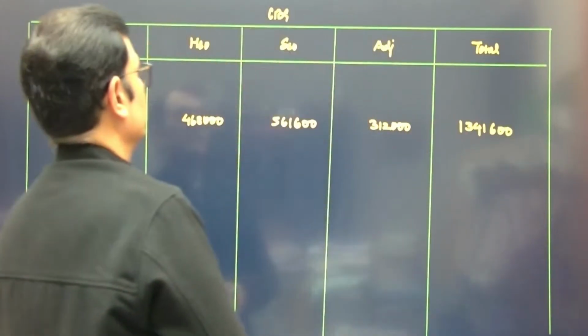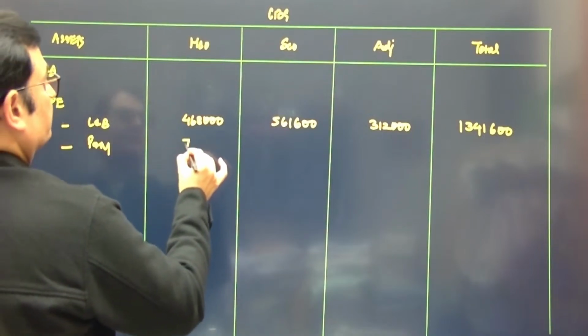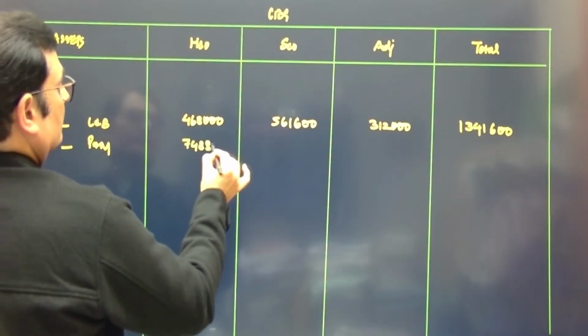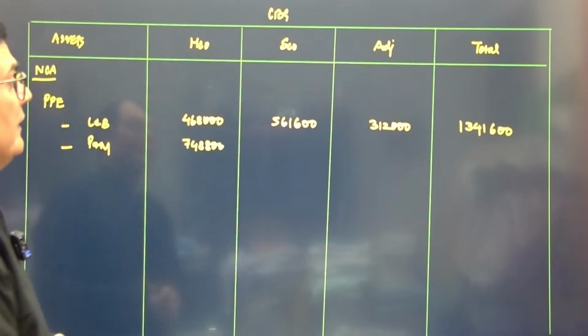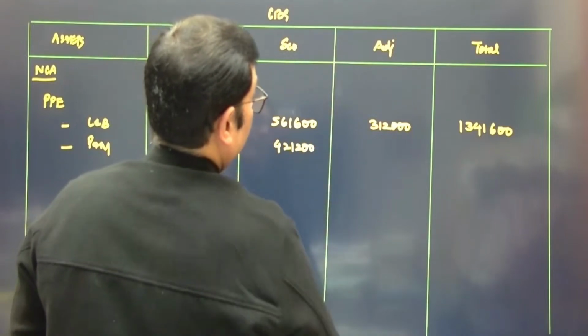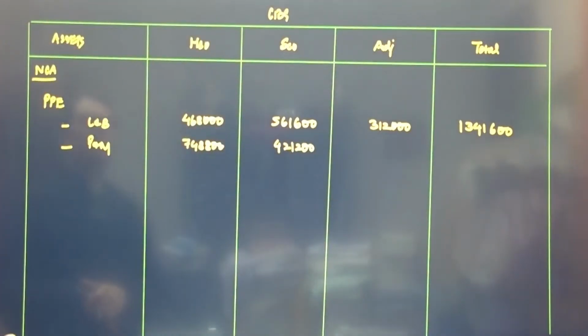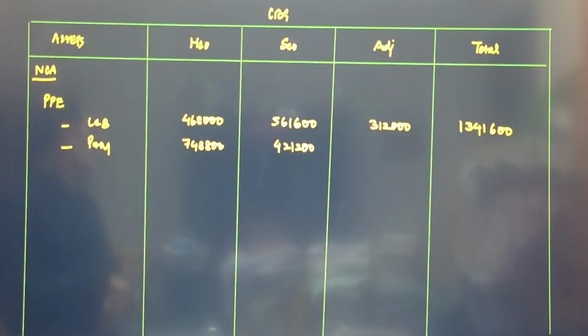13,41,600. Great. Next, we can go for the plant and machinery. It is 748,800. Then I think the subsidiary is 421,200. Look at the analysis of equity. What was the fair value gain on the plant and also the additional depreciation as well.